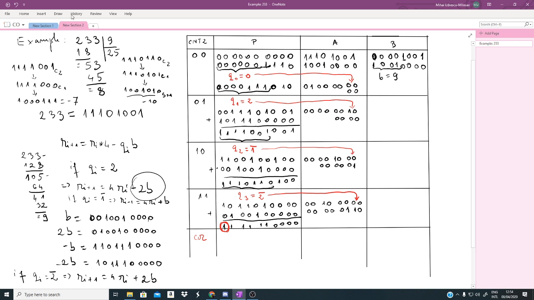So, as I said, in the correction part, we add b. So b is 0 0 1 0 0 1 0 0 0 and 0, and the result is 0 0 0 0 0 0 0 1 0 and 0.